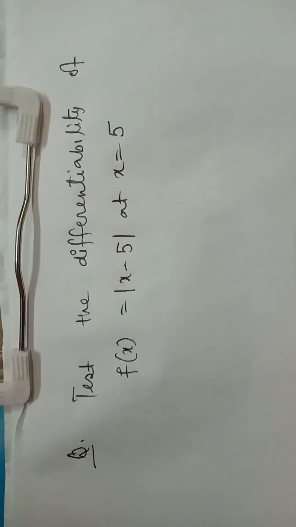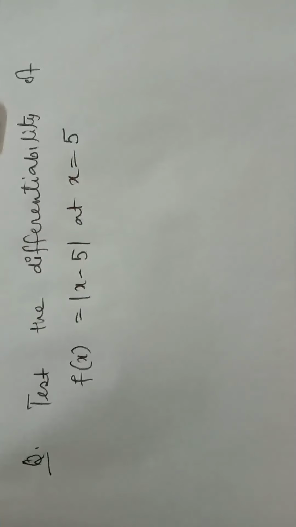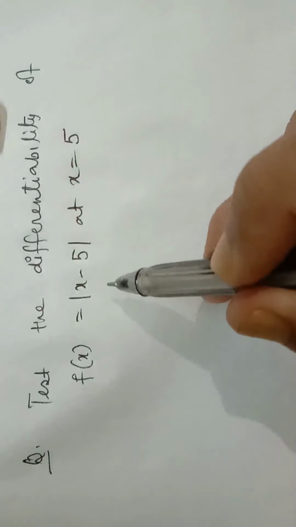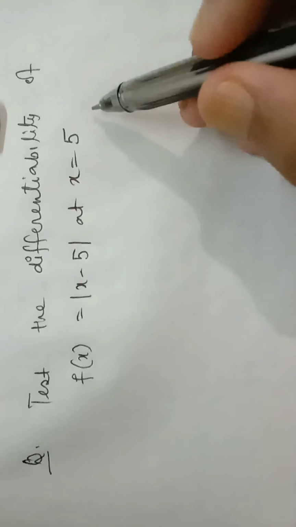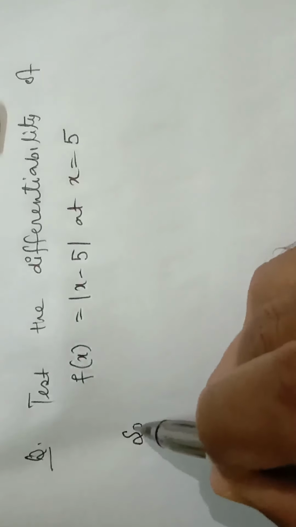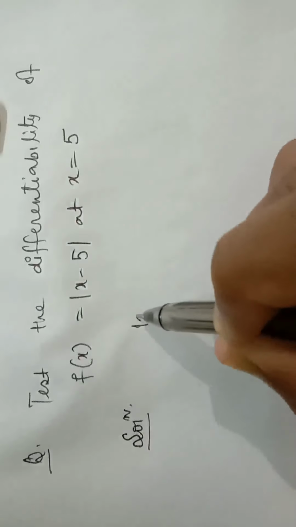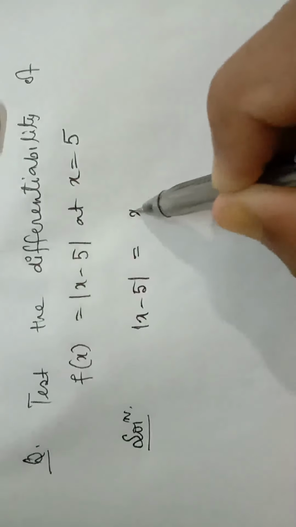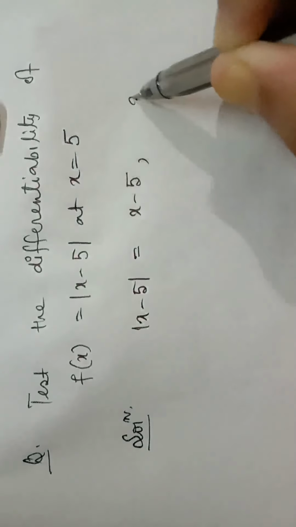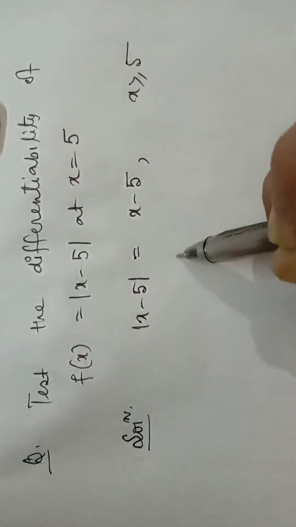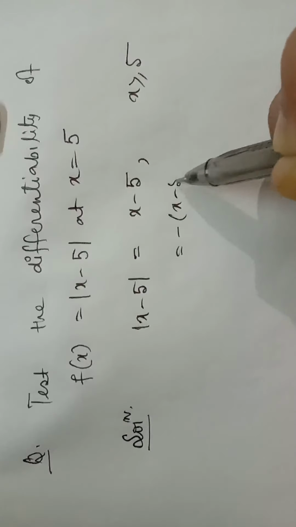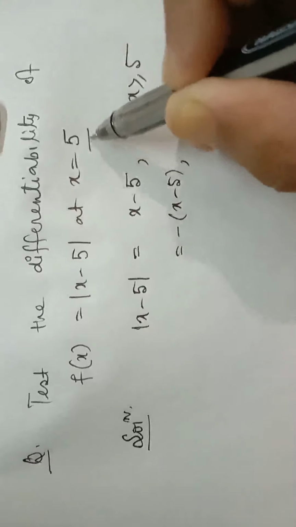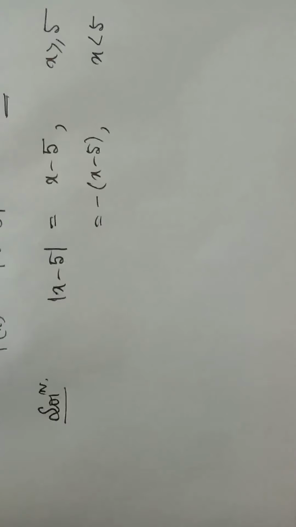I have taken one simple example from the NCERT book. Test the differentiability of f x equal to modulus of x minus 5 at x equal to 5. To test the differentiability, first of all you have to write the definition of modulus of x minus 5. Modulus of x minus 5 equals x minus 5 when x is greater than or equal to 5, and minus of x minus 5 when x is less than 5. We have to test differentiability at x equal to 5.